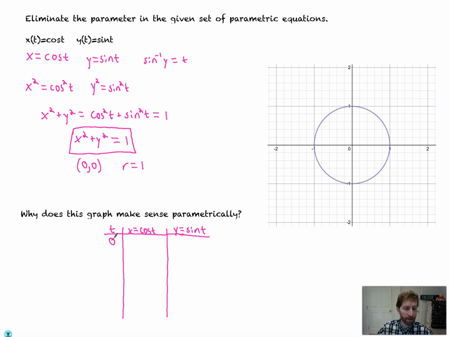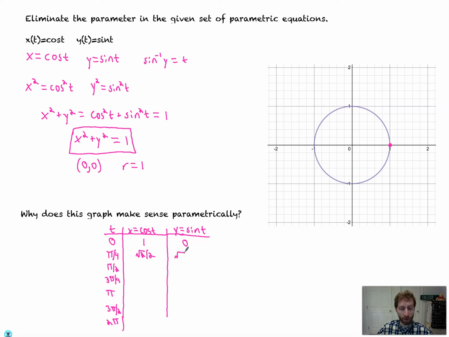So we're going to pick nice values in the unit circle. 0, pi over 4, pi over 2, 3 pi over 4, and we'll go to pi. And then I'll just skip to 3 pi over 2, and then 2 pi. So if we plug these values in, cosine of 0 is 1, sine of 0 is 0. So that's this point right here. Cosine of pi over 4 is root 2 over 2.